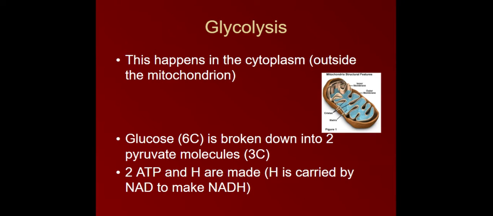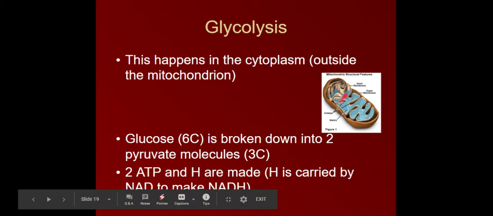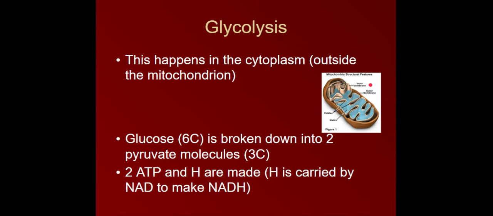So glycolysis here occurs in the cytoplasm or outside of the mitochondria. If we look at the diagram of the mitochondria, the cytoplasm is the space around the outside. It's the cell cytoplasm, that jelly-like substance where everything's floating around in.